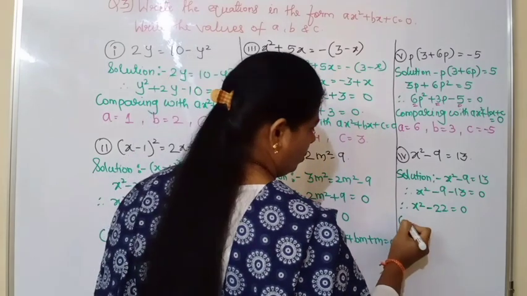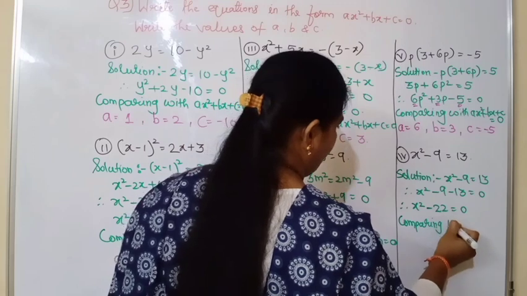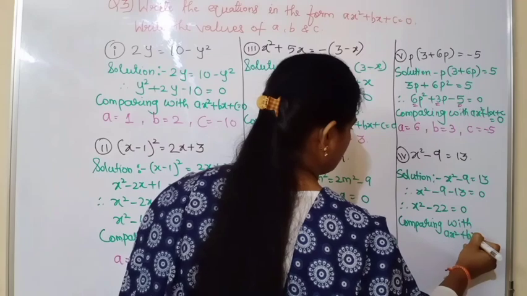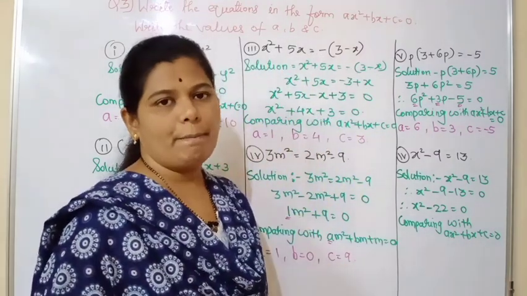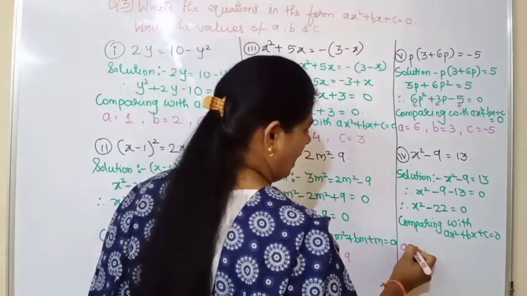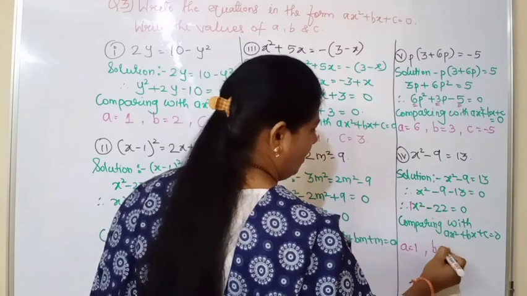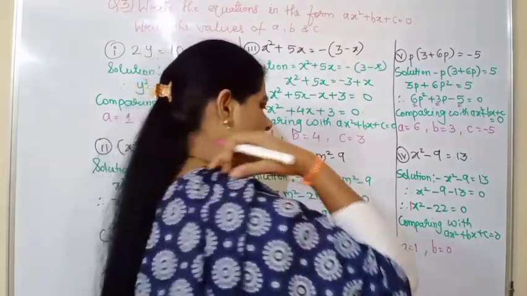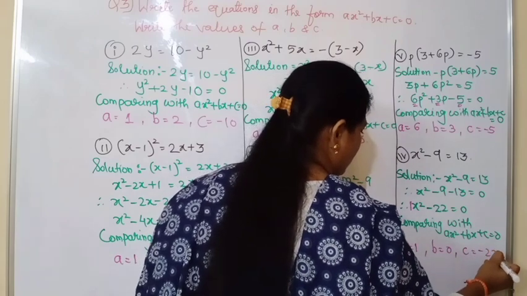Now what do we have to do? We have to compare. The next step is comparing with ax square plus bx plus c equal to 0. After comparing we have to find the values of a, b, c. Now what is the value of a here? Nothing is there, which means 1. So the value of a is 1. B is 0 because there is no bx term in between. And the last, the value of c is minus 22.